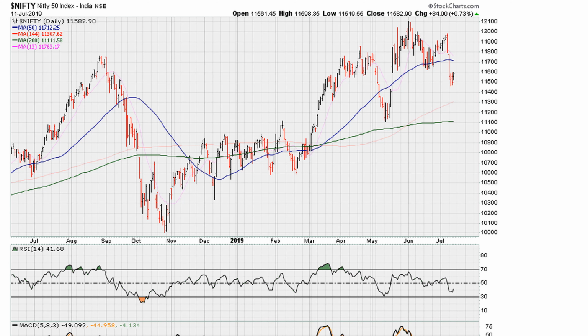Of course, you'd want this to hold if the bulls want to move this higher. Otherwise, a break below this line would definitely be a cause for concern for those who are bullish as far as the Nifty is concerned currently.